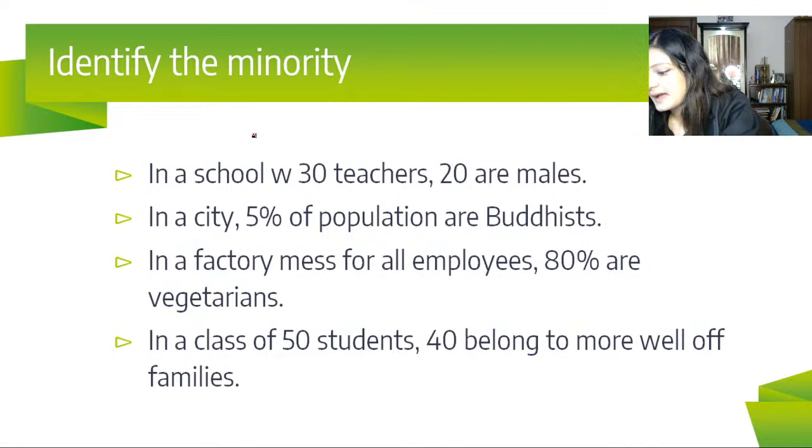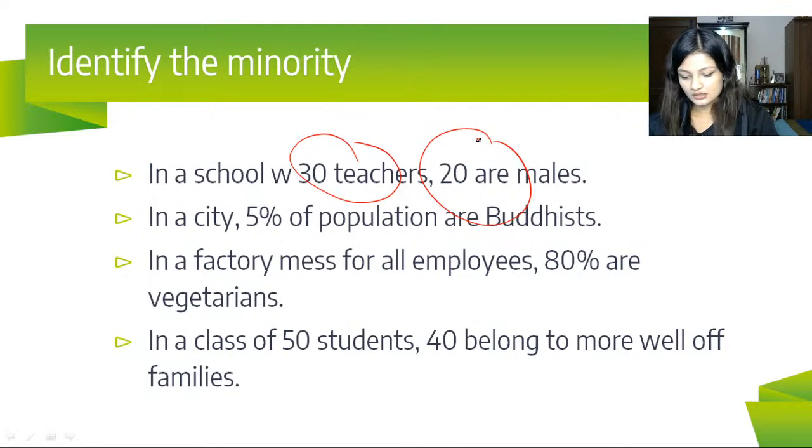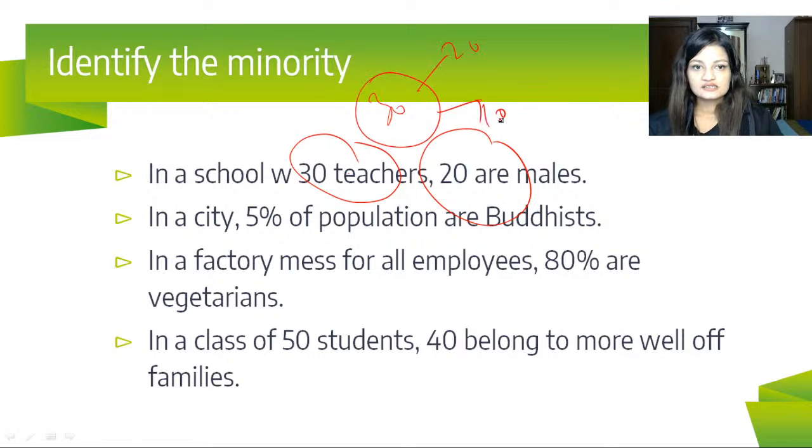Okay guys, let's make it interactive now, and let's ask you only the fourth question. The question at the back is: in each of the following situations, identify the minority. And why do you think these are the minorities? So in a school with 30 teachers, 20 are males. So who is going to be the minority? The minority, okay. So obviously, if in 30 teachers, 20 are males, then 10 are females. So 10 is obviously a lesser number than 20. So then the 10 females are going to be in minority.